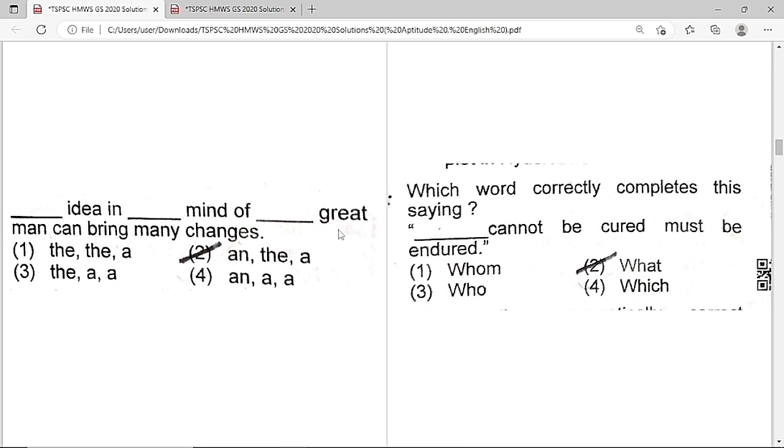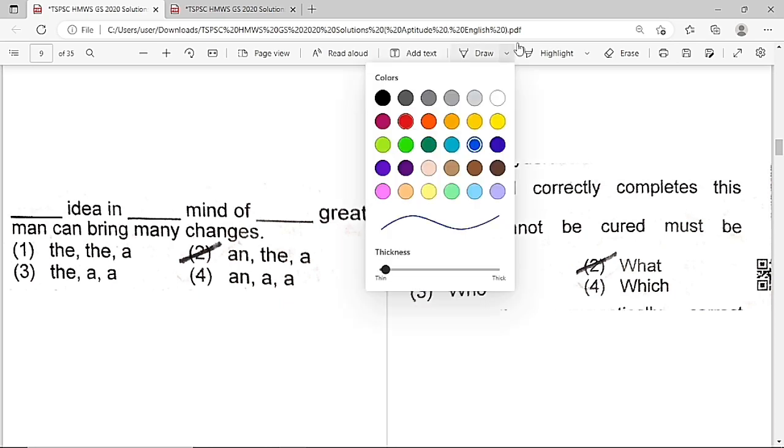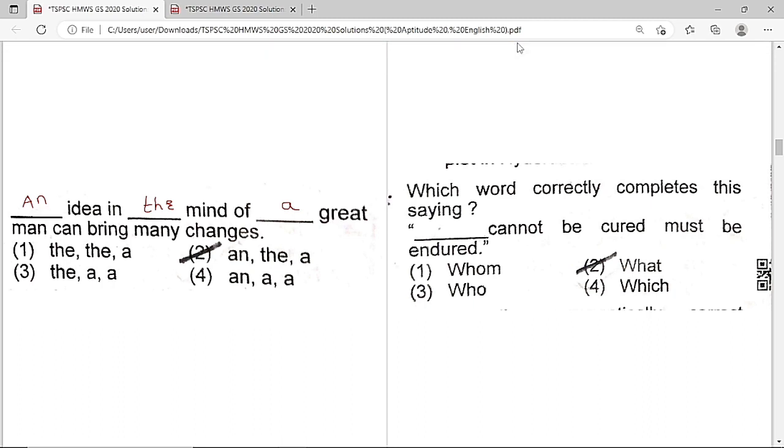This is basically a fill in the blank question. So what are these dashes? We need to write all these dashes here. So let me take a beautiful color so that we can see. Here, an idea in the mind of a great man can bring many changes. So this is the correct solution in the blank.